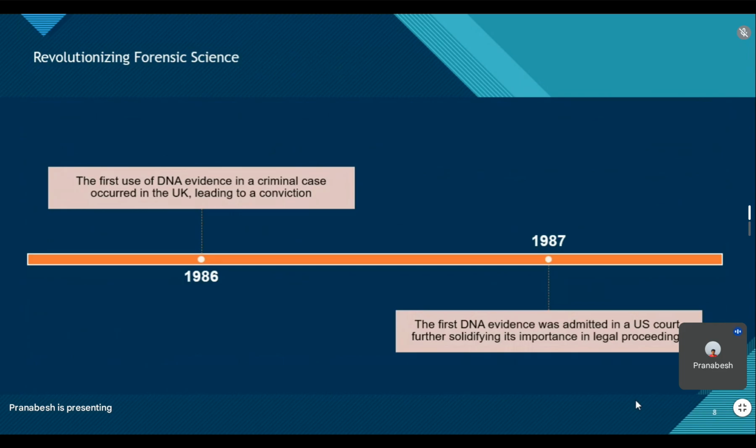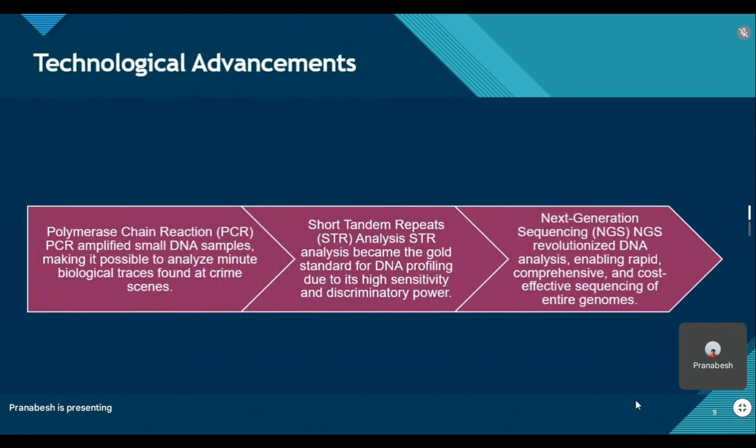So what revolutionized forensic science? The first use of DNA evidence in a criminal case occurred in the UK, leading to convictions in 1986, and in 1987 the first DNA evidence was admitted in a US court, further solidifying its importance in legal proceedings. So what about the technological evolution in DNA sequencing?